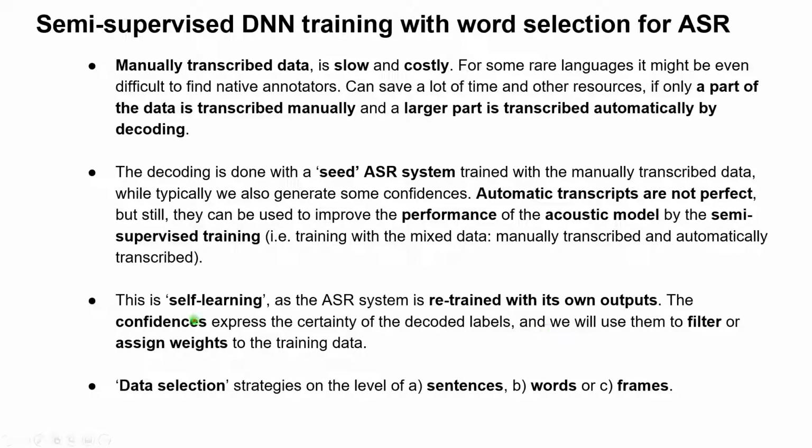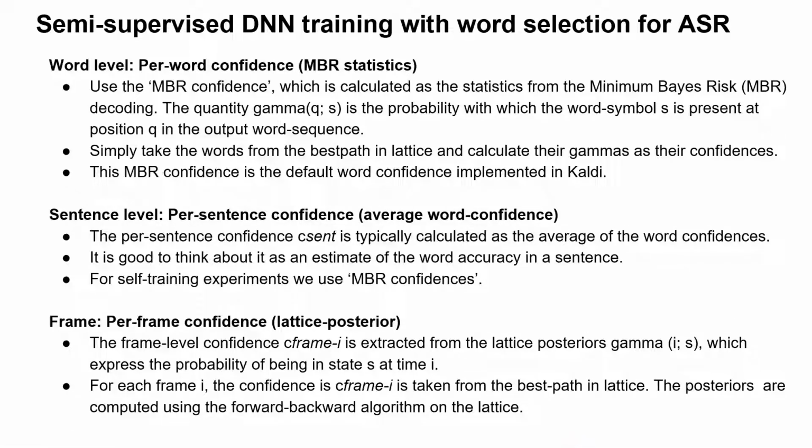And here it is called self-training because it is retrained with its own output, and we are using confidences basically to filter the labels and the data, and also to assign weights to the data. One of the key things they try to do is compare data selection or filtering at the level of sentence, word, and frame. So these are the three I mentioned: word level, sentence level, and frame level.